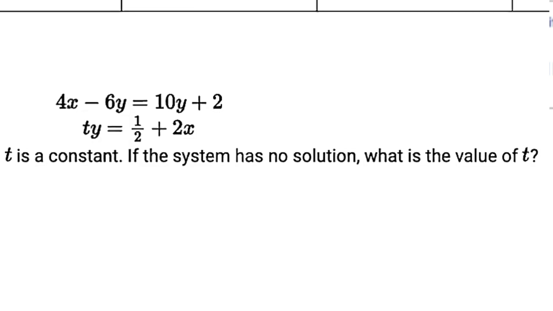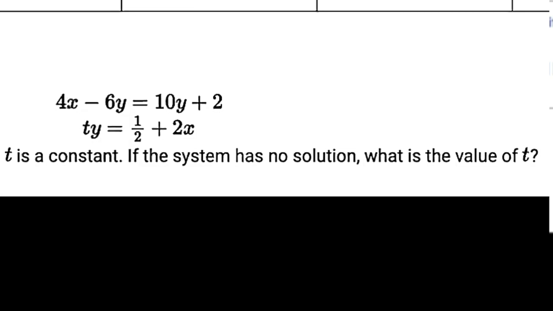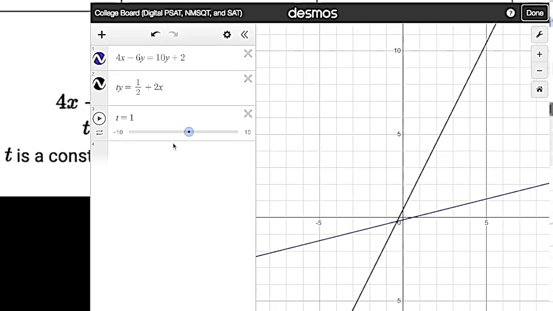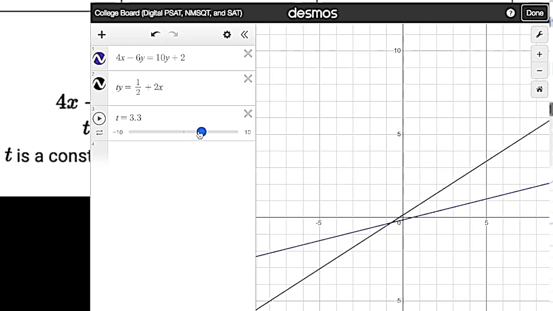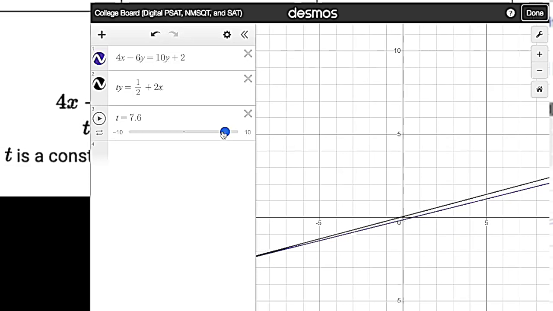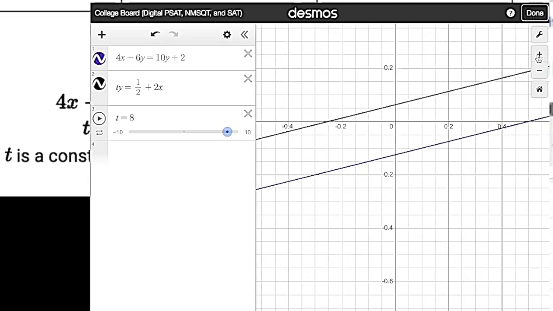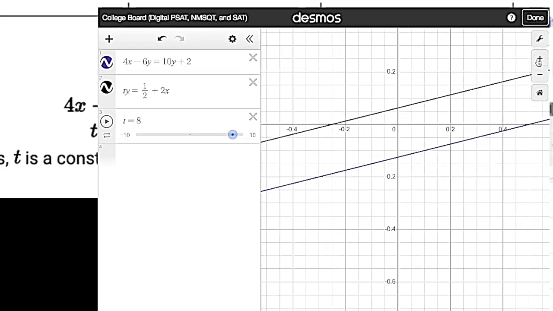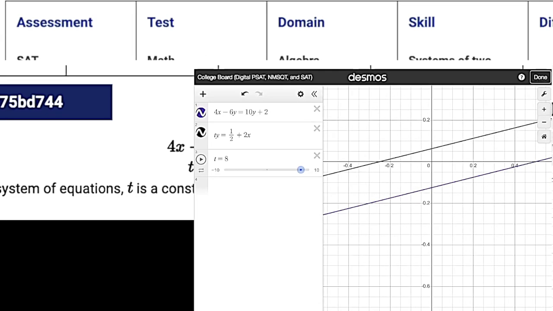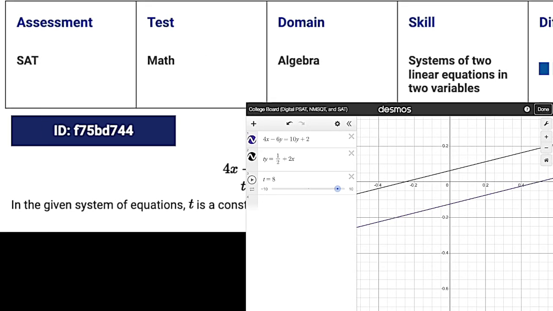So the only hint we're given is that the system has no solution. No solution means the lines never touch. So I would need to move this slider around so that the lines are not touching and that they will never touch. Basically, they need to be parallel. And you can see when I get to 8, they are indeed parallel. Visually, it's kind of hard, but if you zoom in, you can tell. And if you wanted to double check, you could plug 8 back into the equations to make sure it works. So Desmos would work like that.